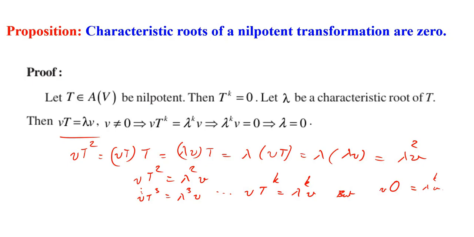But zero transformation takes any vector to vector 0. So lambda times k v is 0. This is a scalar, this is vector 0. This is also a vector, in which small v is non-zero. This vector is non-zero, so you need to have your lambda k to be 0. So you get from here lambda to be 0. So the characteristic root lambda was assumed to be a characteristic root of T, and that happens to be 0. So characteristic roots of a nilpotent transformation are only 0.